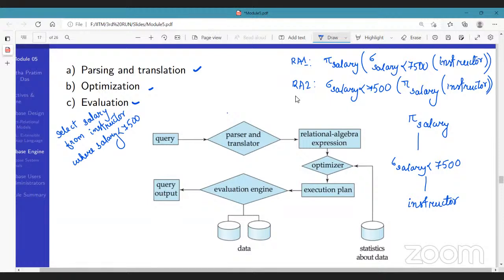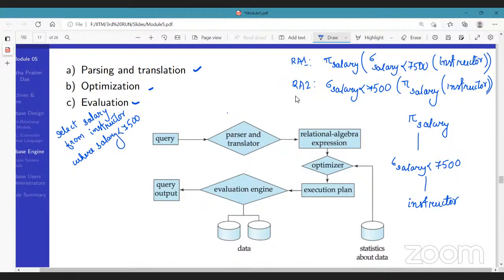And how it will find out the cost is, it will find out the cost from the statistics of the data. By statistics of the data, I mean the relations that are present there, the tuples that are there. It will also consist the data dictionary, which means the metadata, data about the data, which means that it will also consist of the column name. What are the column names? What are the different data types? What are the different lengths of the data types? So all of these will be there in the statistics about the data.